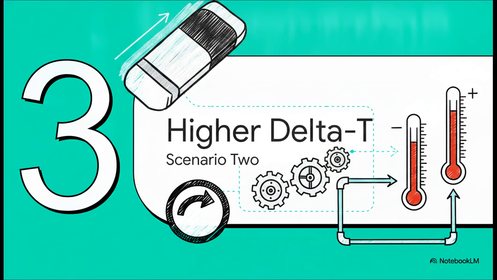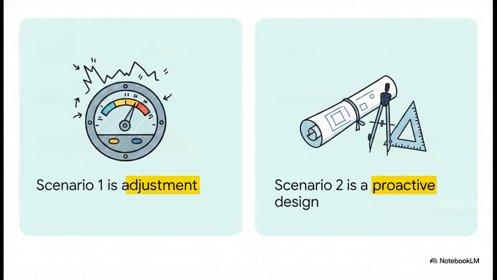All right, on to Section 3, Scenario 2, higher delta T. Let's completely wipe the slate clean and shift our focus. Our two experiments perfectly illustrate this contrast. Scenario 1, the one we just did, was a reactive control adjustment.